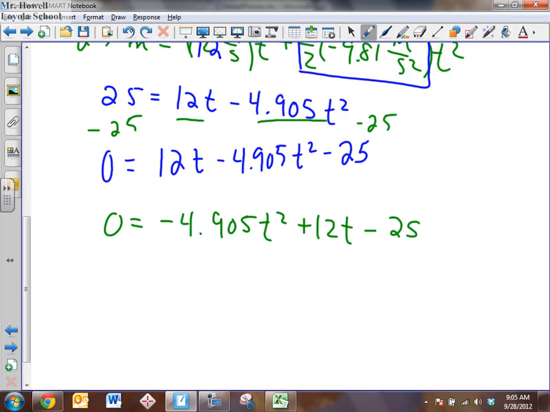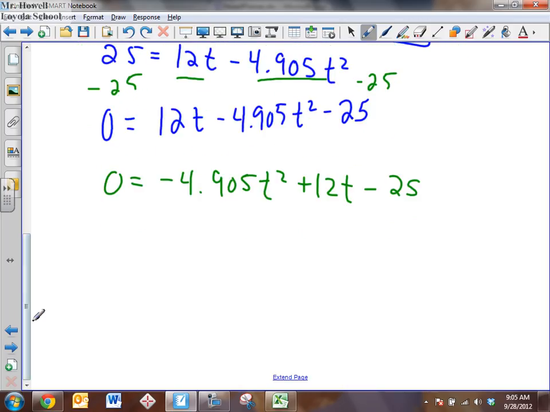All right. So at this point in time, identify your variables, please. Somebody tell me, what is A? Helen. Negative 4.905. Good. Somebody else for B. Nicole. 12. And somebody else for C now. Negative 25. Very good. Good job remembering the negative signs.